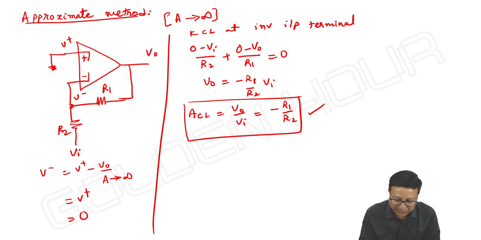Here I can say virtual ground. To be frank, the inverting terminal is physically not connected to ground, but as its value is 0, the voltage at the inverting terminal is 0. This is known as virtual ground. In the inverting amplifier, as the non-inverting terminal is at ground potential, the inverting terminal is also virtually at ground potential, and hence the inverting terminal is said to be virtually at ground potential.